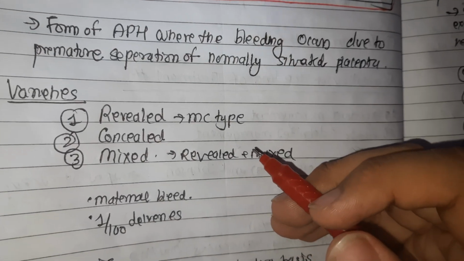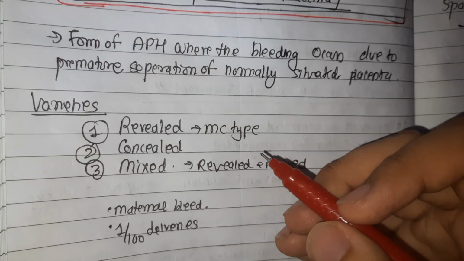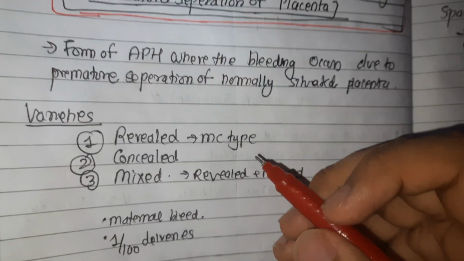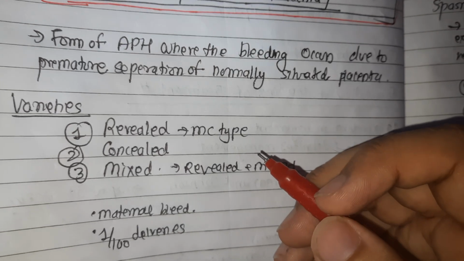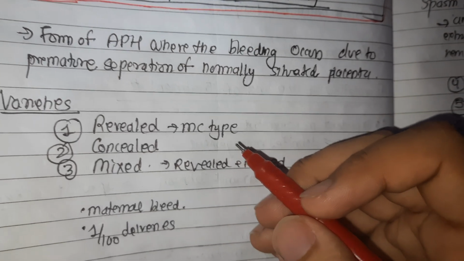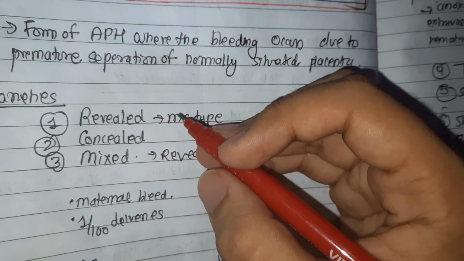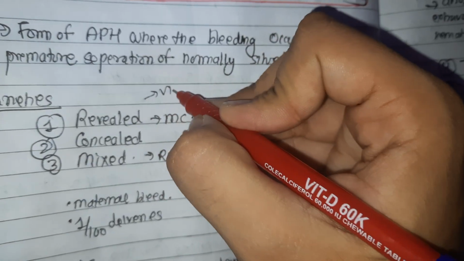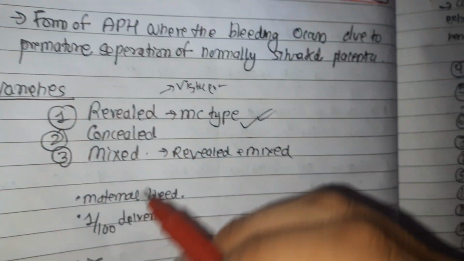There are different types of abruptio placenta. One is the revealed type, that is, following the separation of the placenta, the blood insinuates downward between the membrane and the decidua, and ultimately the blood comes out of the cervical canal to be visible externally. The blood is visible externally, and it is the most common type.